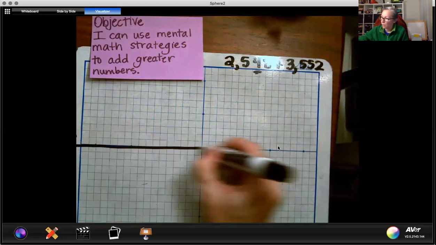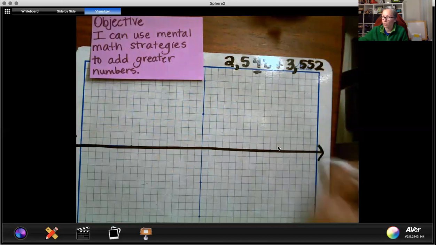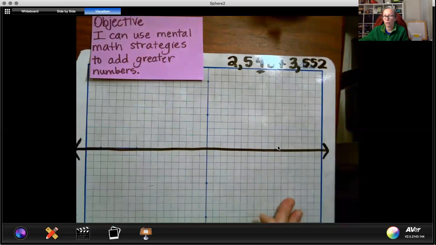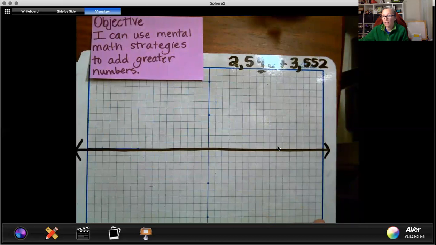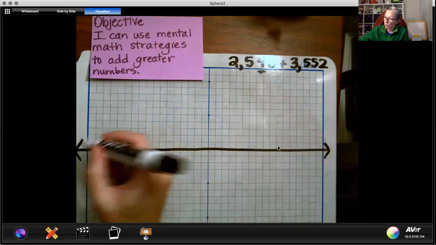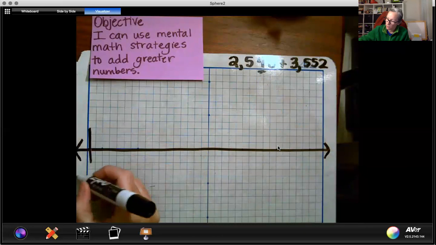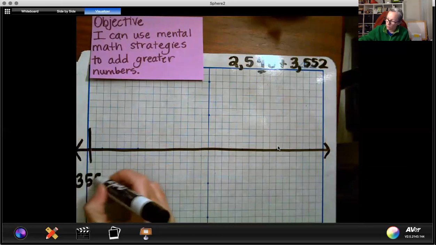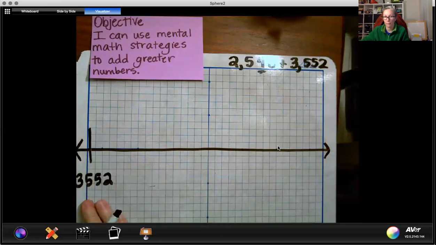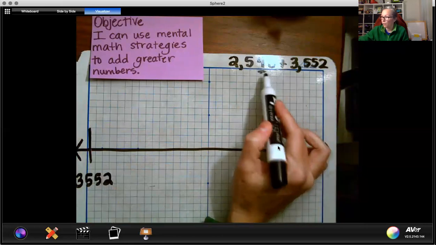One tip I most of the time give my students when they're doing addition on an open number line is to start with the greater number. It's an easy thing to think about because you're going to add less to the greater number, since the other number is already less. So you're going to do a little less work. So I'm going to start with 3,552 on my open number line. Now I know I need to add 2,548 to it.